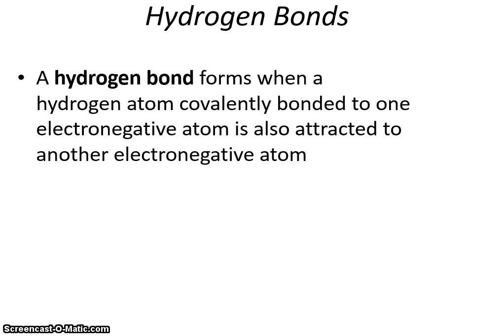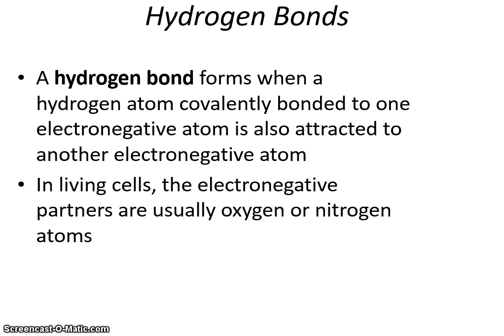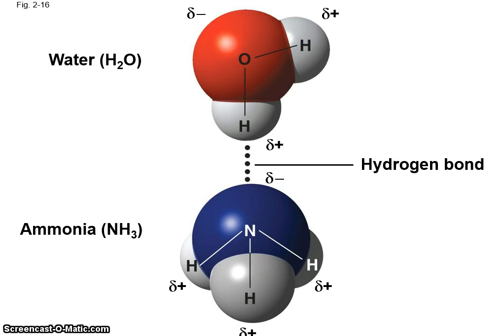The first one we're going to be spending a lot of time on is the hydrogen bond. The hydrogen bond typically results between 2 polar molecules. So let's take a look at 2 polar molecules. We've already investigated water, right?